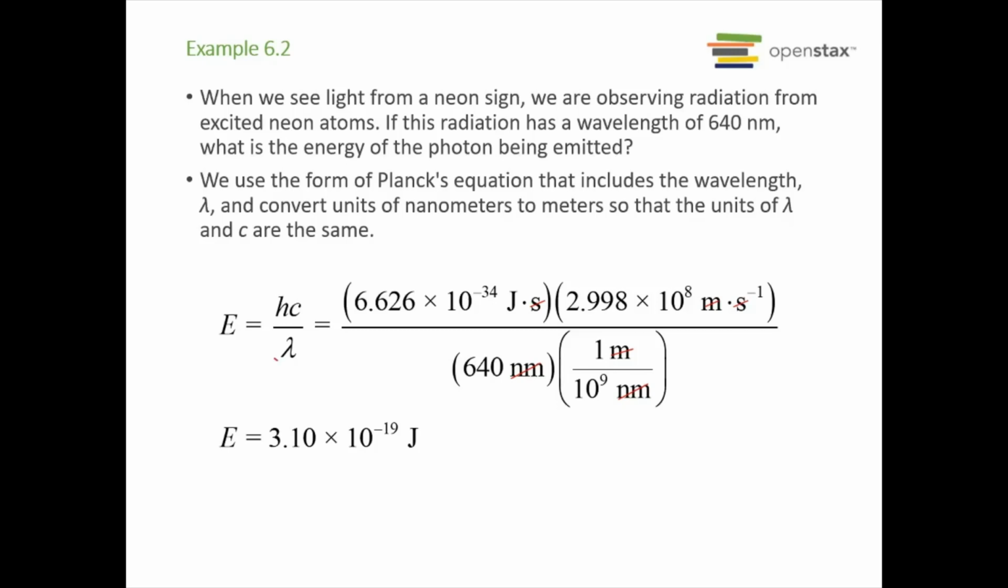So E equals hc over lambda. H is Planck's constant, 6.626 times 10 to the negative 34th joule seconds, times the speed of light, divided by lambda. And again, we have to make it into meters from nanometers.